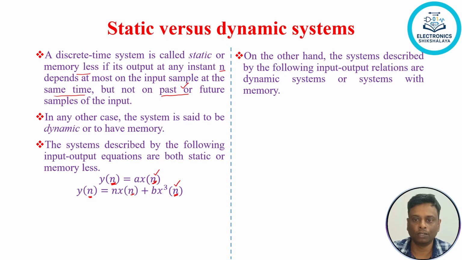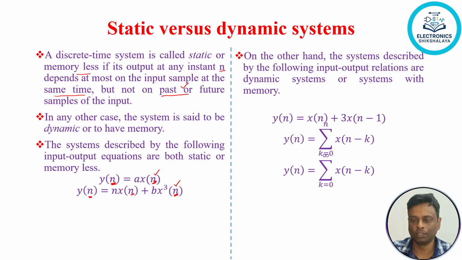On the other hand, if the system depends on the input in a way that needs memory, it is a dynamic system. You can see x of n minus 1, so it depends upon past values of the input. Similarly, x of n minus k, where minus k means it depends upon past values of the input. If k is positive, it is a past value. If k is negative, it will depend on the future values. So these types of systems are known as dynamic systems.